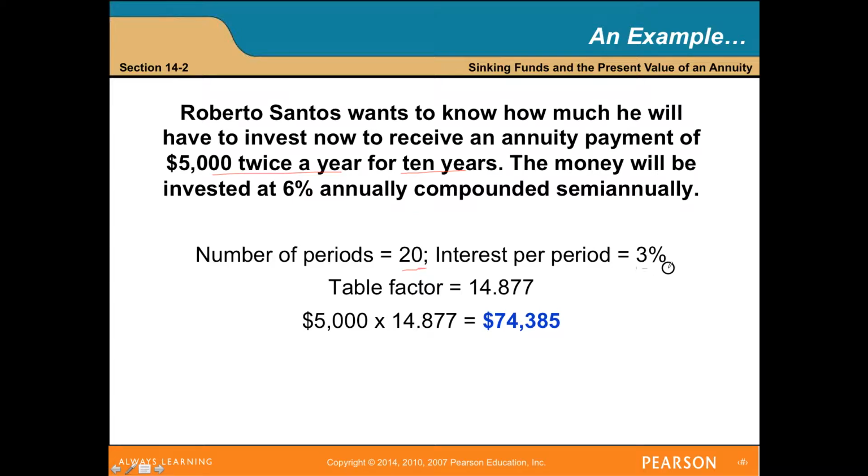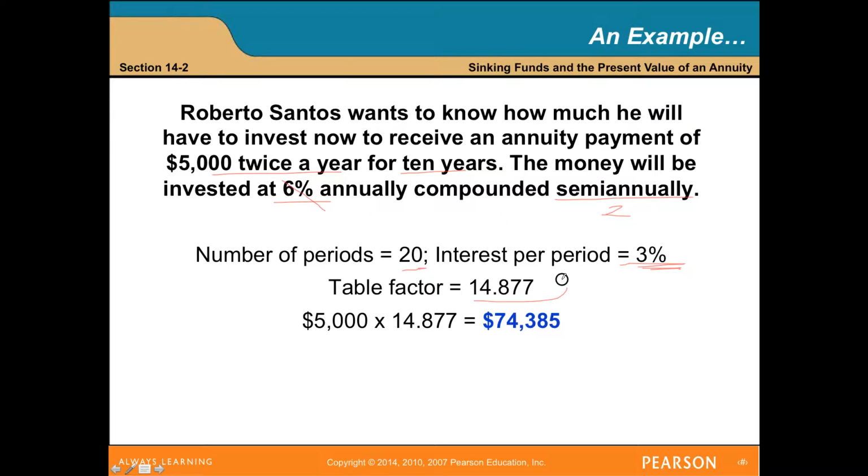The interest rate per period is 3%, right? Because we have semi-annual compounding at 6%. Semi-annual means 2 times per year. So this gets split in half, so it's 3% for both halves. That's where we get this number from.